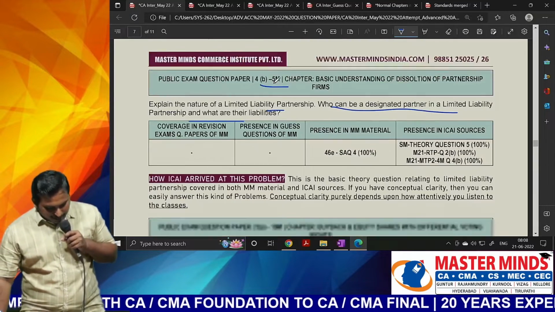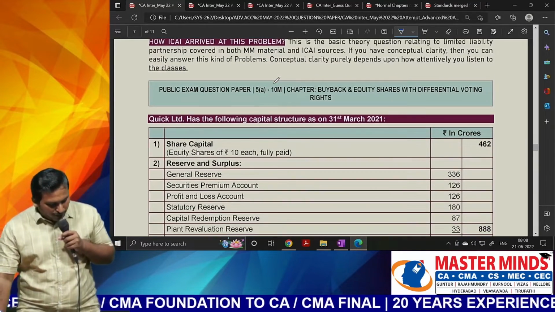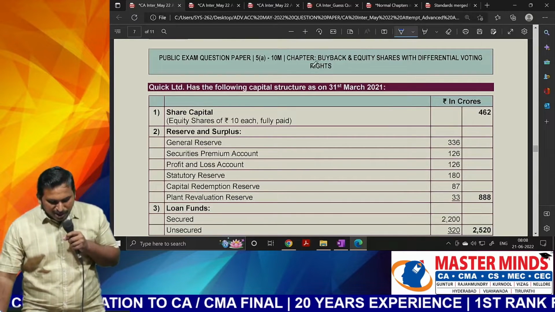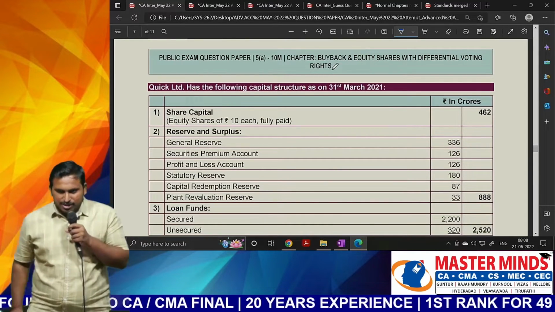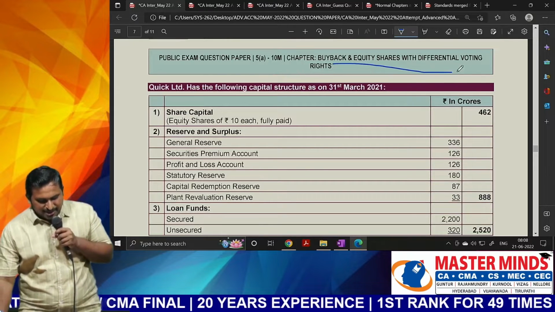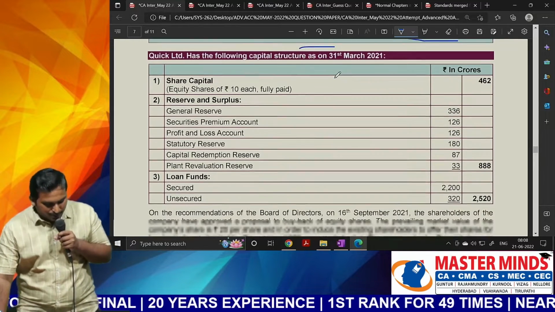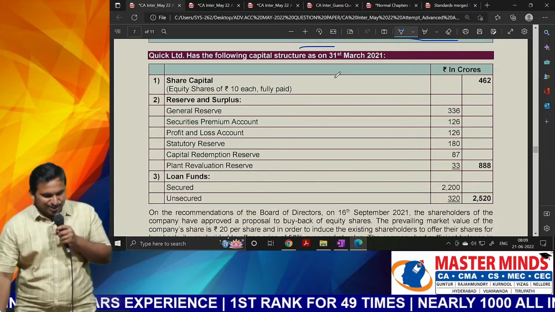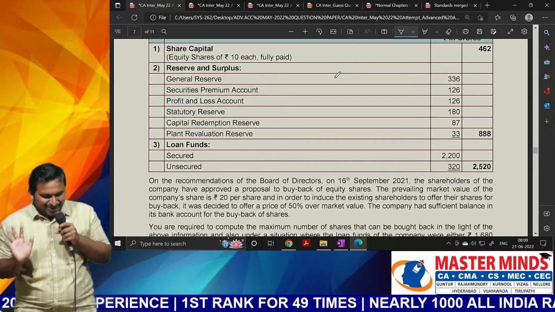Okay, right. Let me proceed. So with this, question number 4 was completed, sir. Now let me move to question number 5. 5A, this is based on what, sir? Buyback and equity shares with differential voting rights. Before moving to where it was given, I'll just read the question and you tell me, have you ever seen it or not?